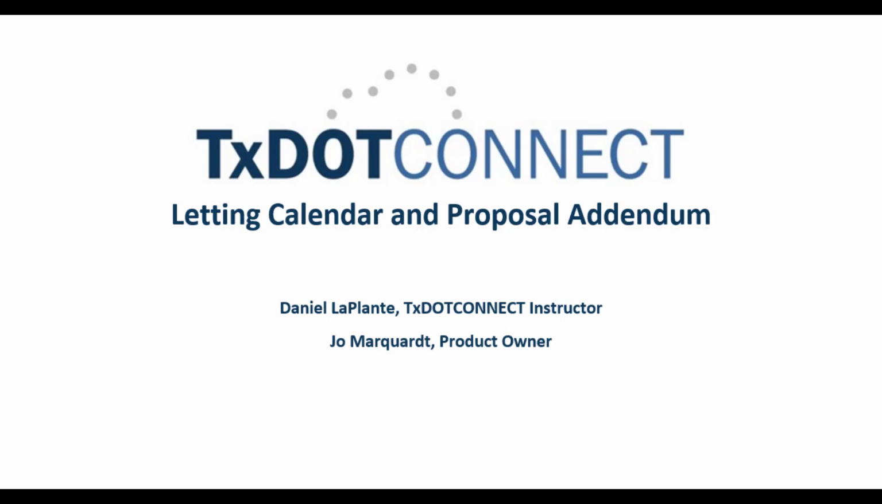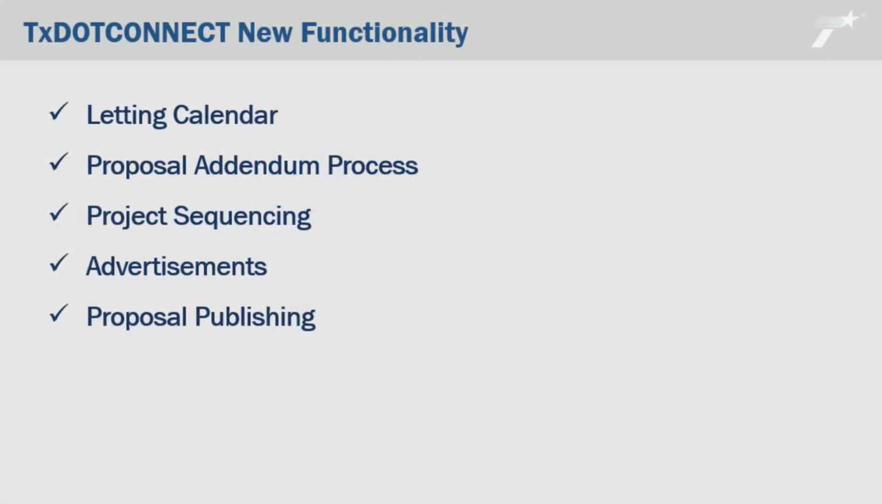So, what is some of the functionality that you're planning on sharing with us today? Well, we have a lot of functionality coming up in Release 6, but I think what is most exciting is probably the letting calendar and the addendum process. But additionally, we'll have project sequencing, advertisements, and proposal publishing functionality. Oh, awesome. Okay, well, that all sounds exciting.